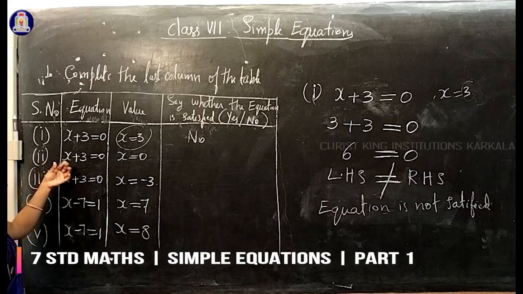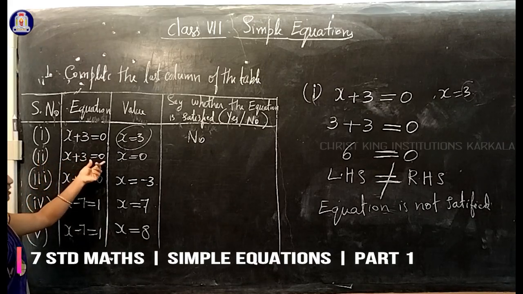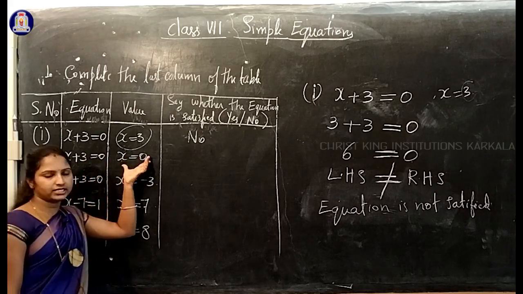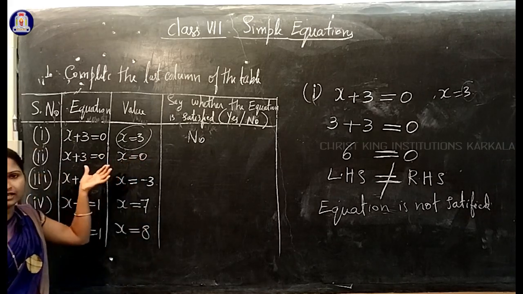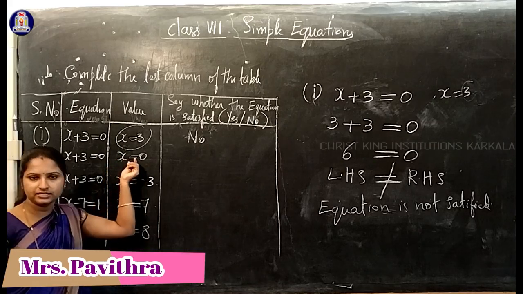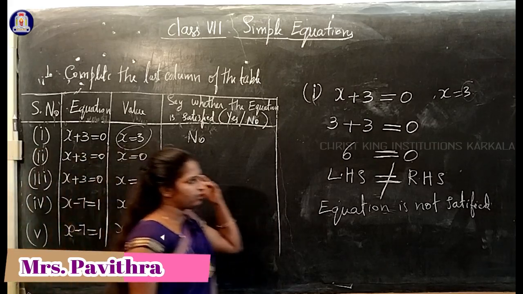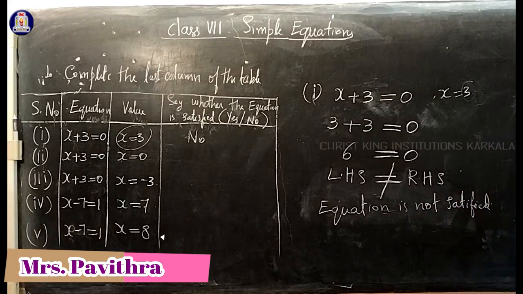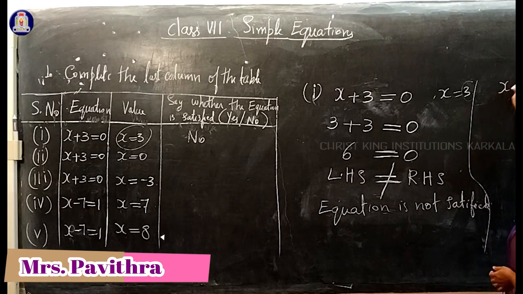The second question is x plus 3 is equal to 0. The same equation is given, but the value of x is different, right? So what is the value of x? The value of x is 0. Clear? Now we'll check whether the second equation is satisfied or not. How to check? Same procedure. See, what you have to do: first write the given equation. The given equation is x plus 3 is equal to 0. Clear?